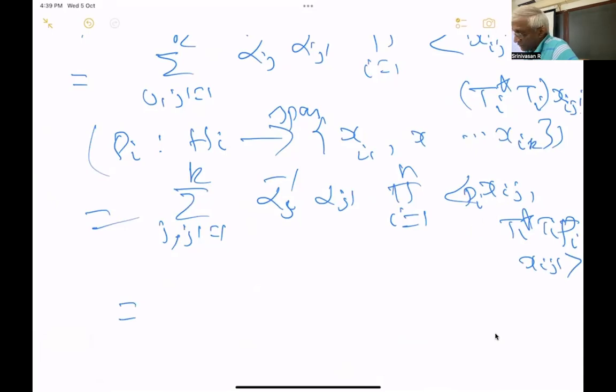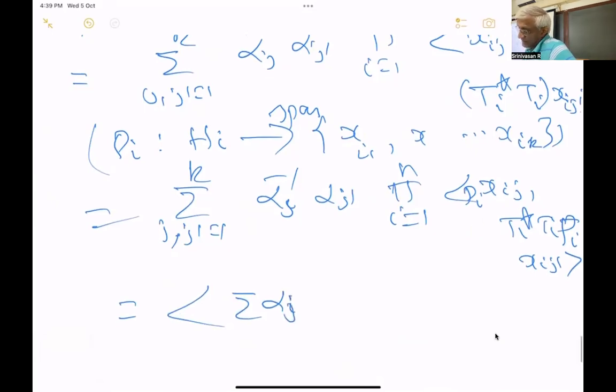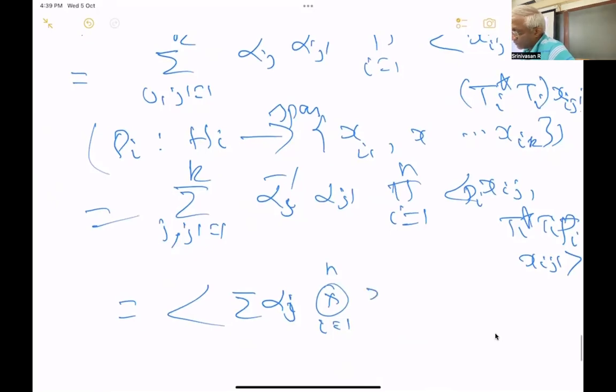Anyway, I have unnecessarily taken the whole thing. So this is same as summation alpha i, alpha j, of tensor product of i equal to 1 to n. I need not have taken the summation outside, but that doesn't matter now. Xij, Pi, Ti star Ti, Pi, acting on the tensor product of this. There is a summation also.